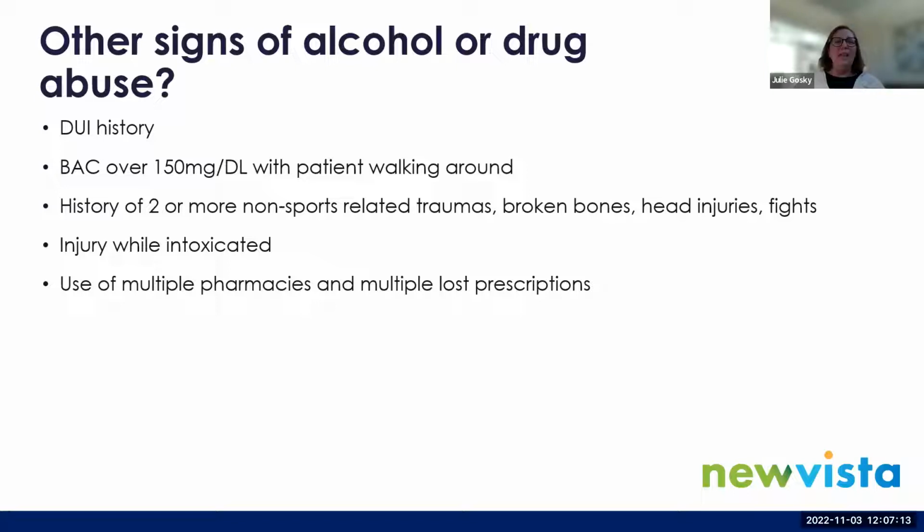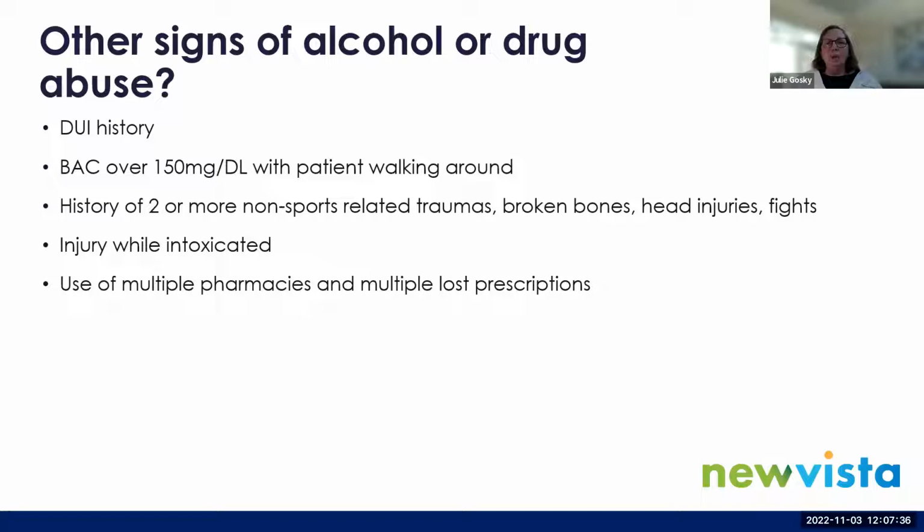Another key is a history of 2 or more non-sports related traumas: broken bones, head injuries, fights, things like that. When you see something like that, a good idea is to start looking at whether or not we should screen for drug or alcohol use. Injuries while intoxicated, and then use of multiple pharmacies and multiple lost prescriptions.